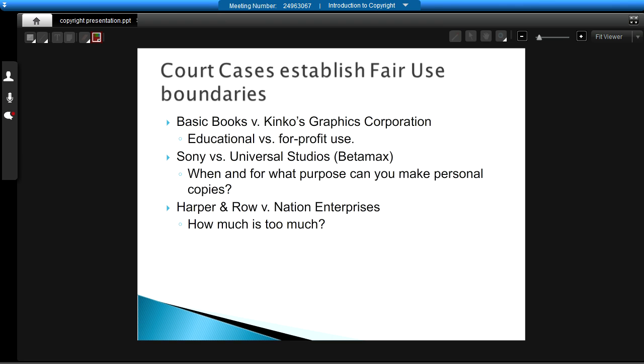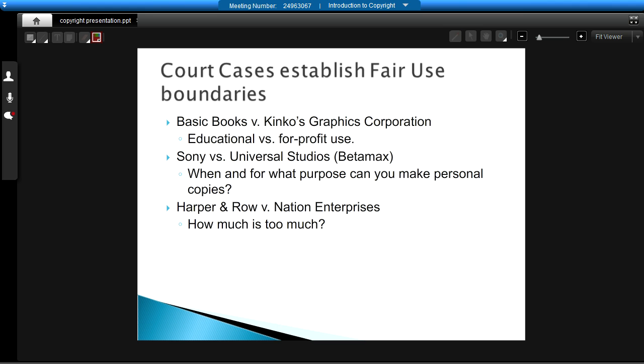These were faculty members, or probably poor grad students, for those of us who remember those days, who were sent off to Kinko's with copies of journal articles, book chapters, multiple book chapters from the same book. They took them to Kinko's. Kinko's made copies of them, put them together, and then sold them for a profit, plus recouping their own copy costs.